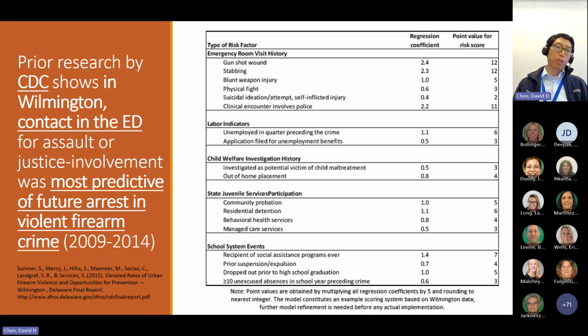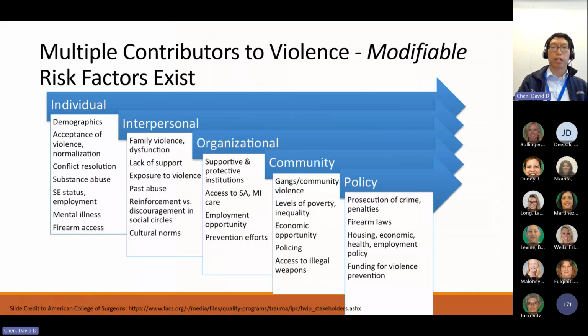But what we do know when we go back through research, including a study done in the city of Wilmington here in Delaware, what was found by the CDC when they did this investigation was that contact in the emergency department for assault or justice involvement was the most predictive of their end outcome, future arrest for violent firearm crime, of cases reviewed in 2009 through 2014. And observations like this, as well as others, have led to future interventions such as hospital violence intervention programs, which I hope to touch on a bit later.